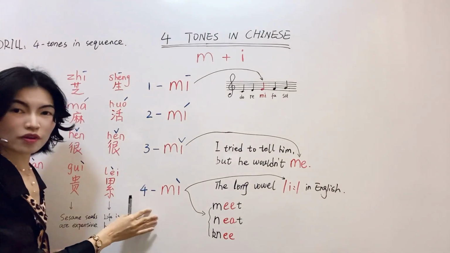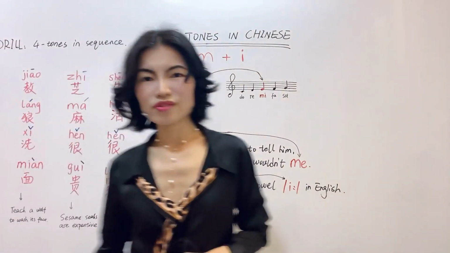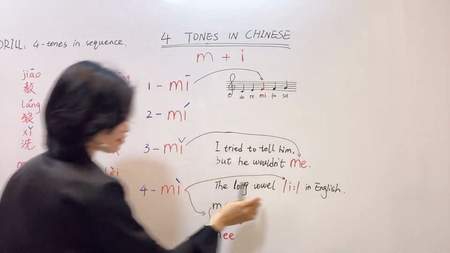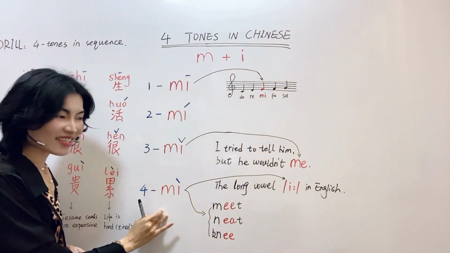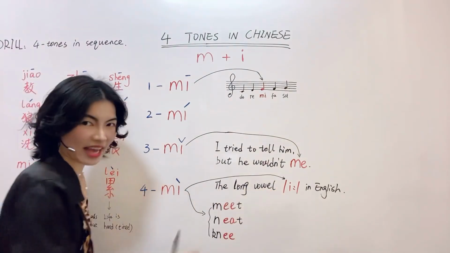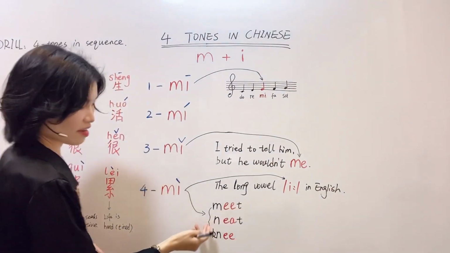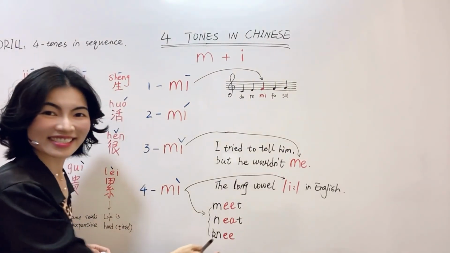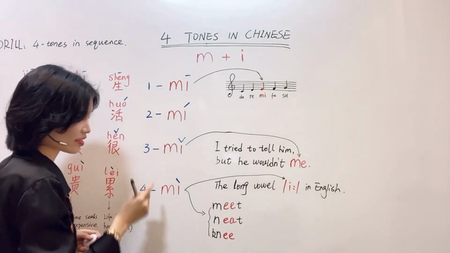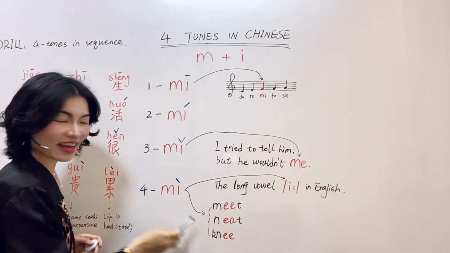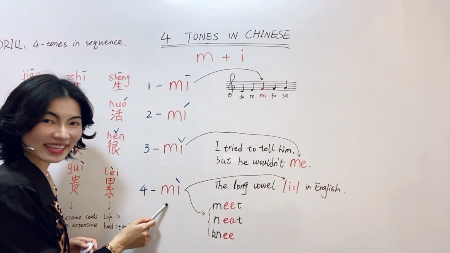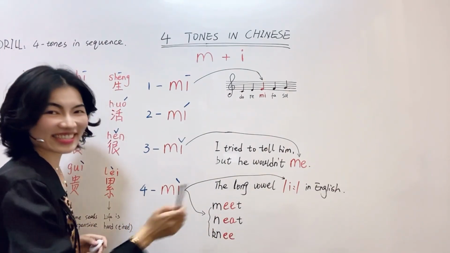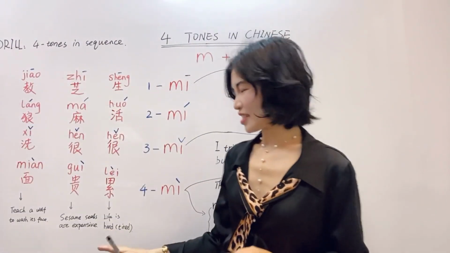Let's move to the fourth tone. Now the fourth tone in Chinese goes me. I have this written down here for you. So the fourth tone in Chinese is like the long vowel sound in English, as in meat. Neat. Now practice with me, please. Me. Meat. Neat. There you go. The fourth tone is easy, right?